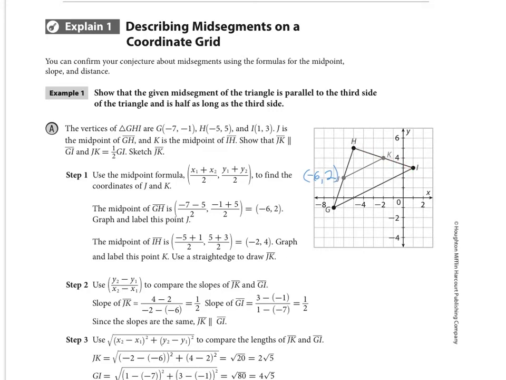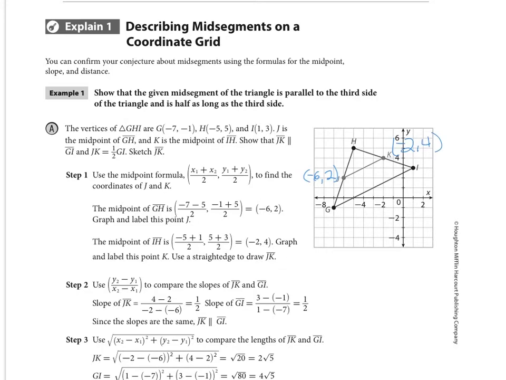Then we want to find the midpoint of the other side, IH, and we're going to call that K. So again, using the midpoint theorem, -5 plus 1 all over 2, and 5 plus 3 all over 2 gives me K has the point -2, 4.